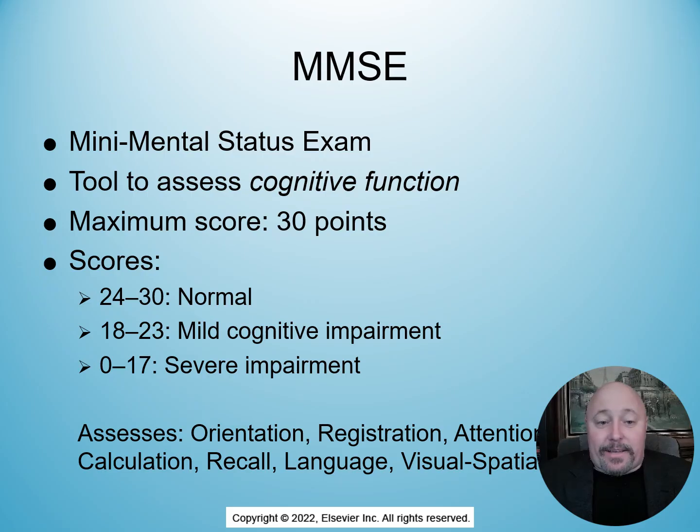The MMSE, the Mini Mental Status Exam, I've actually attached a copy down below in the LMS as well for you. To wrap up, just complete the MMSE yourselves, or at the end of class, you guys are able to buddy up and complete them on each other. But this is a tool to assess the patient's cognitive function. It has a maximum score of 30 points, with 24 to 30 being normal, 18 to 23 meaning mild cognitive impairment, and 0 to 17 meaning severe impairment.